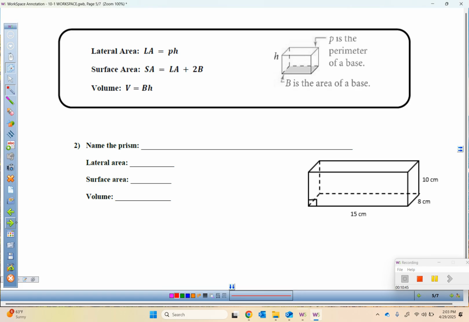Okay, moving on. Okay, first it says, name the prism. Well, we have a base. I have a base here, and we name a prism off our bases. So what would this be? Rectangle. So we have a rectangular prism. Very good. Okay. Lateral area. Let's go look at our formula. It equals pH. So our little p, once again, over here, it tells us p is the perimeter of the base. I have my base highlighted.